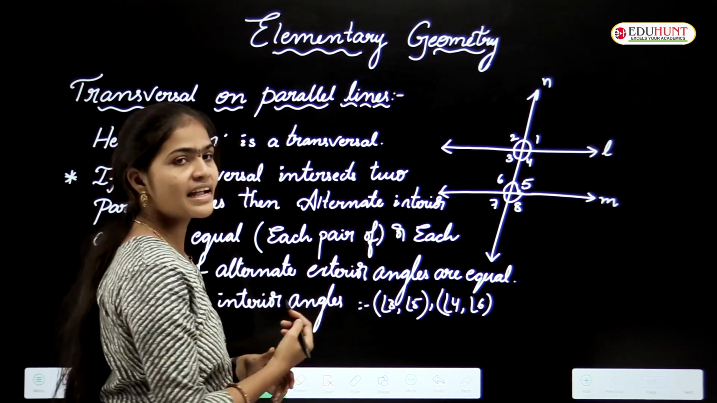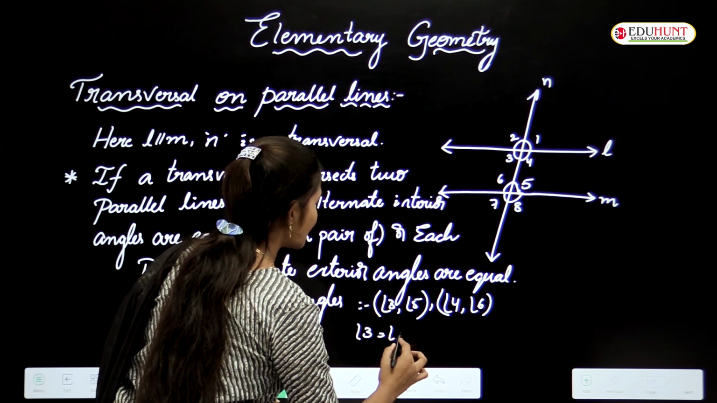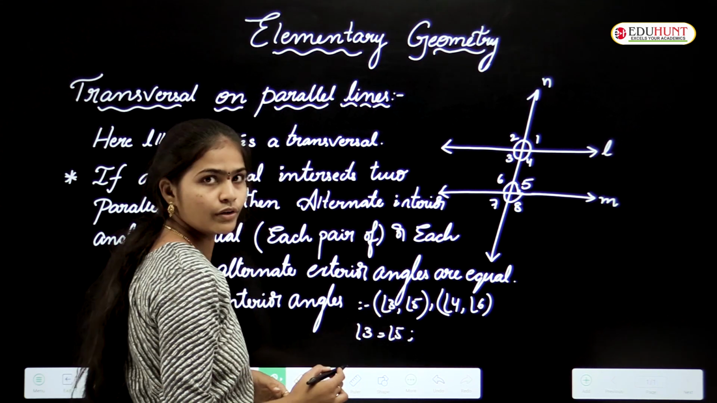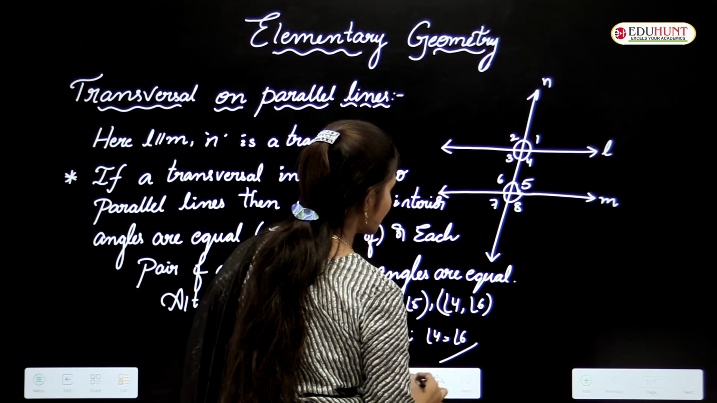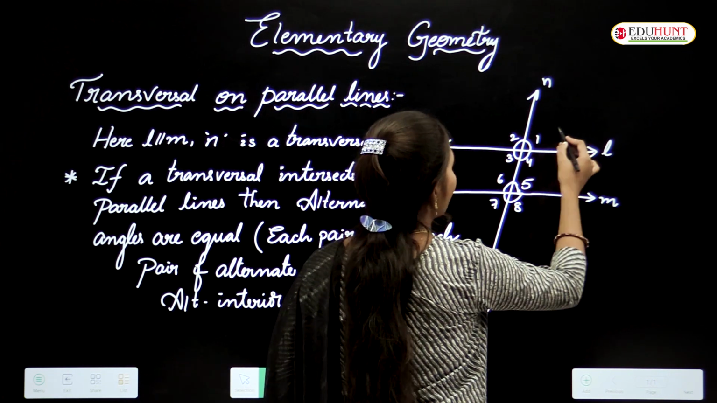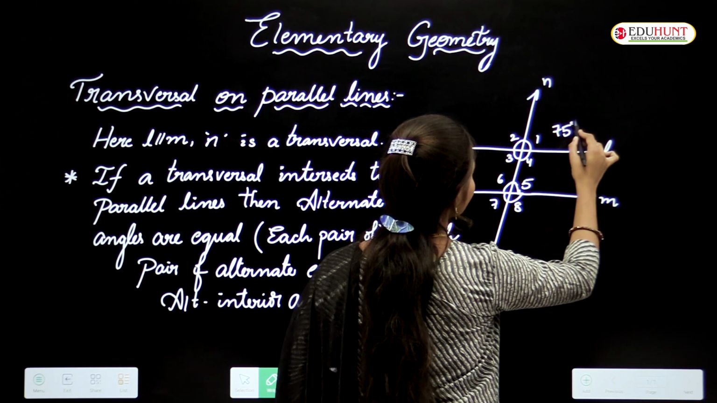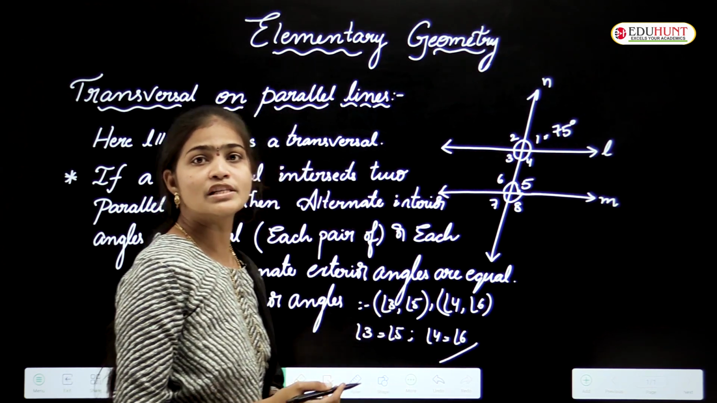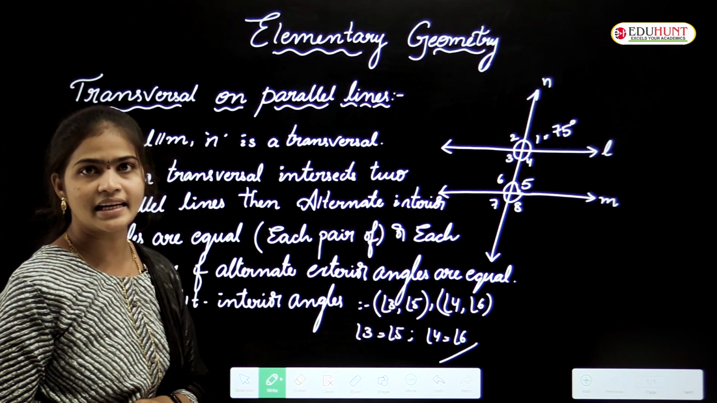Okay, so here which angles are equal? Alternate angles are equal, which means angle 3 is equal to angle 5. Next, angle 4 is equal to angle 6. Okay, observe that. For example, here angle 1 is, they have given, 75 degrees. Then we need to find the remaining angles.